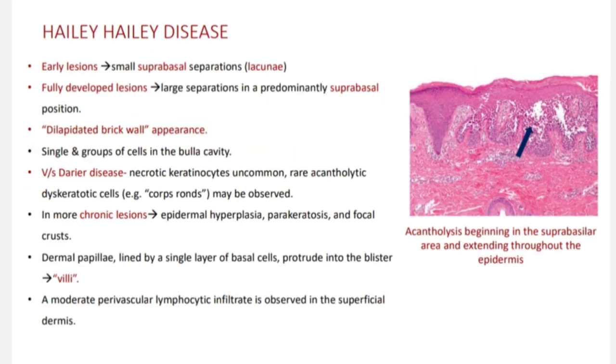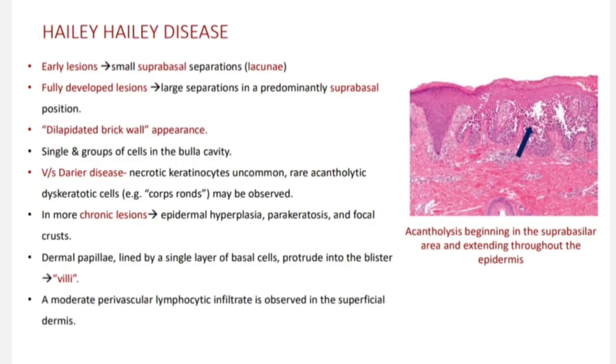Hailey-Hailey disease. It is an inherited acantholytic disorder, and the early lesions show small suprabasal separations called lacunae, and the fully developed lesions lead to large separation in a predominantly suprabasal position. So even though there is extensive loss of intercellular bridges, the cells at some places only have a slight separation between them because they are still being loosely held together by a few intact intercellular bridges. So this gives rise to the appearance of a dilapidated brickwork. Within the bullous cavity, there may be single or groups of cells.